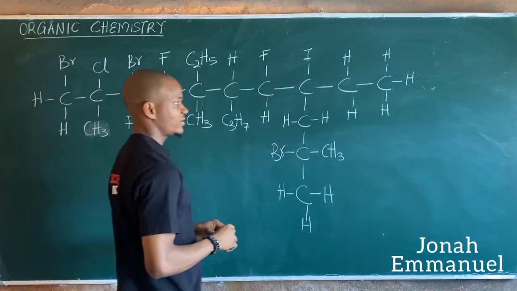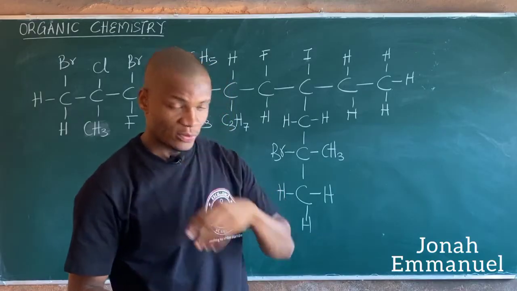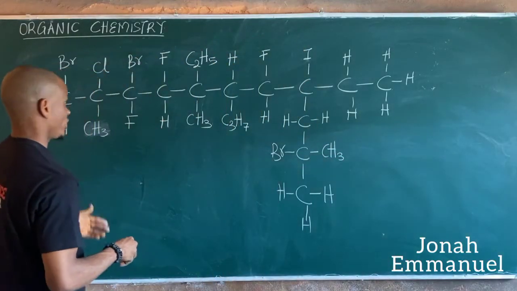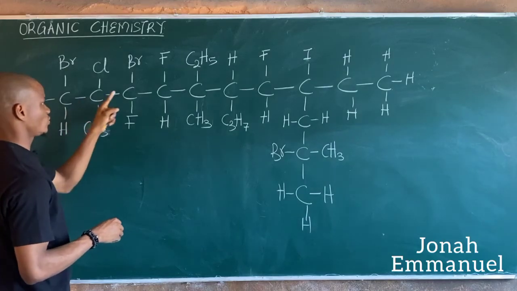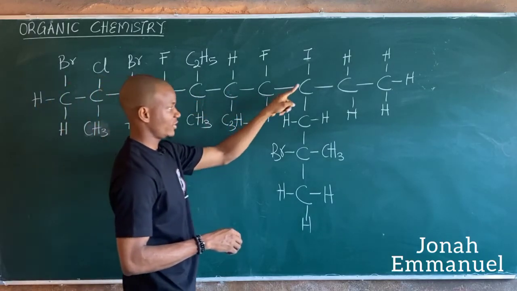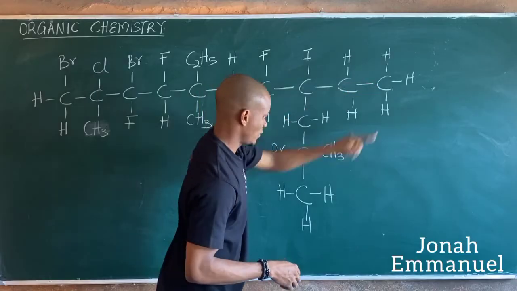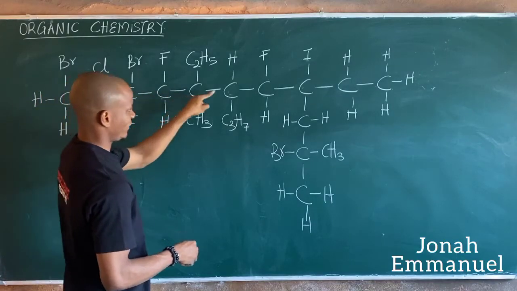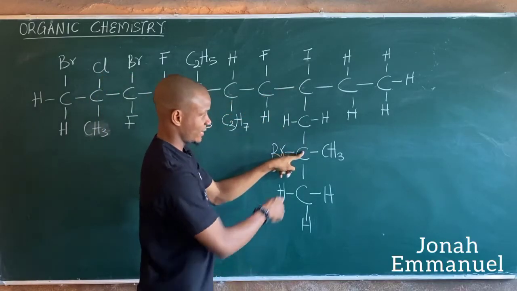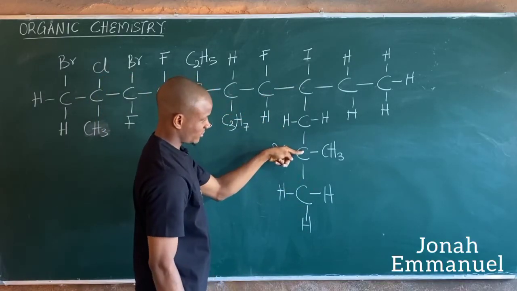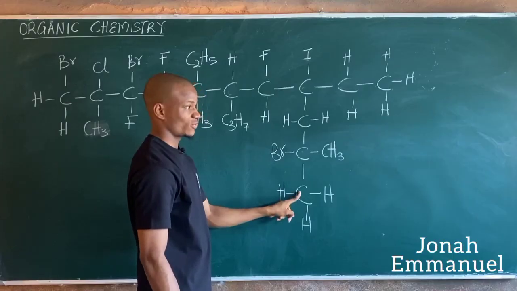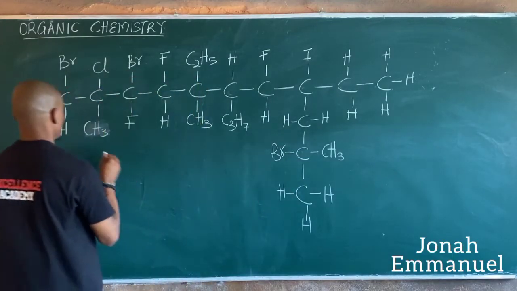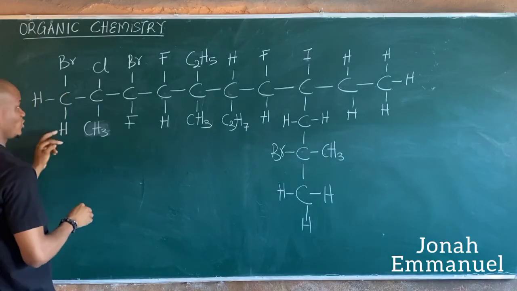Alright, so let's name this compound. So let's say I'm asked to name this compound. What do I do? I'll get my longest continuous carbon chain. 1, 2, 3, 4, 5, 6, 7, 8, 9, 10. Obviously that's not the longest. 1, 2, 3, 4, 5, 6, 7, 8, 9, 10. There's one here, 11. Okay, and then also this one here too, 11. Now I'll take this one here. So this becomes my longest continuous carbon chain.